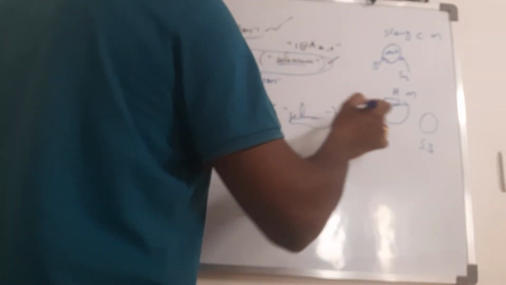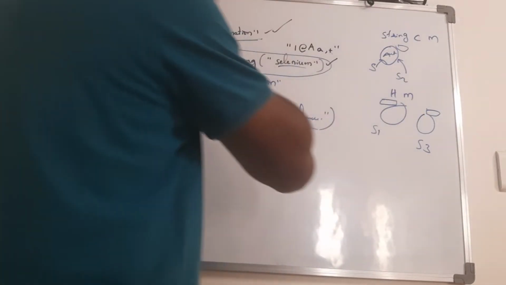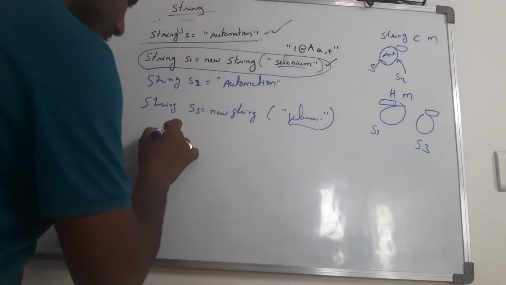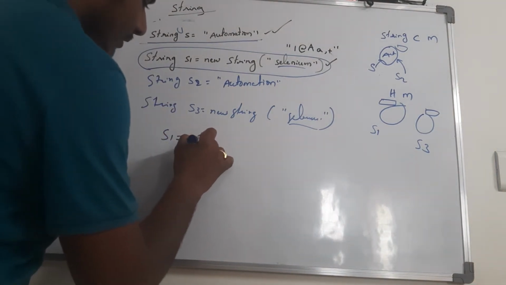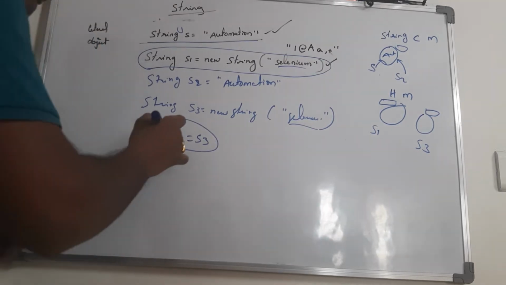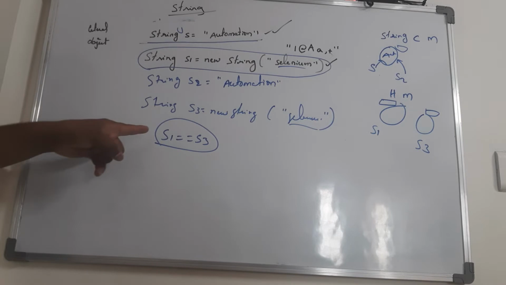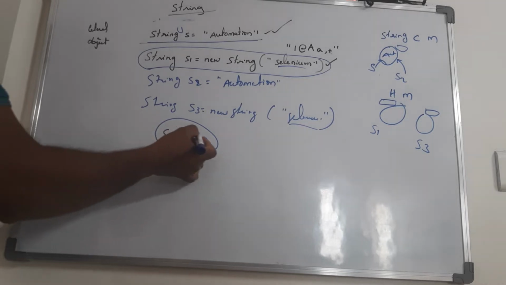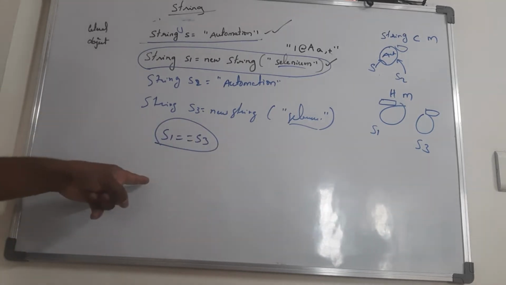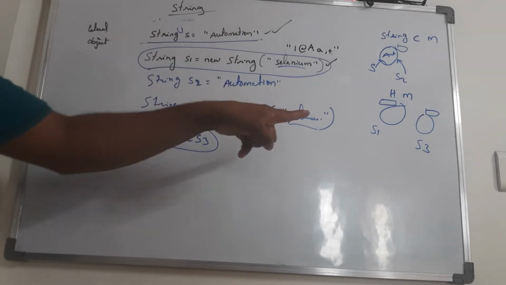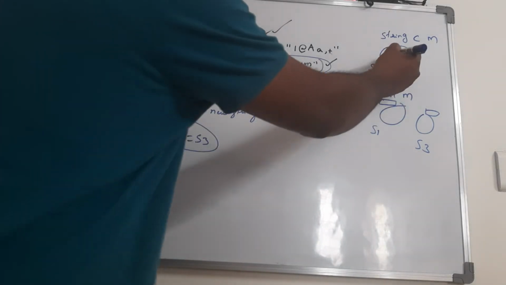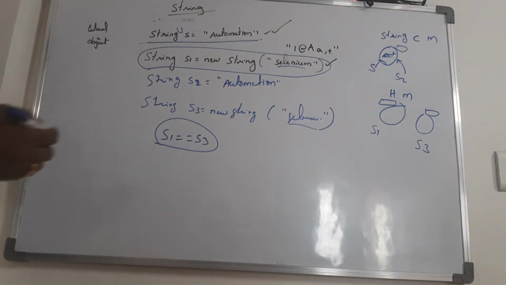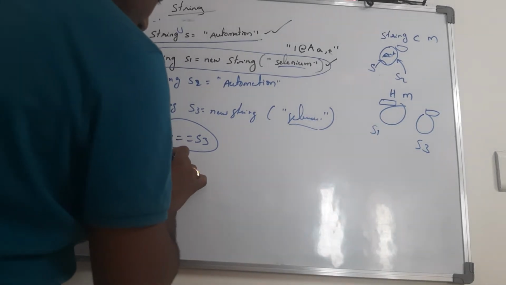And every object has some address. So if I compare s1 == s3, will it compare the content in the object, or the object address? Address. So if we want to compare the content in the object, we must use the equals method.